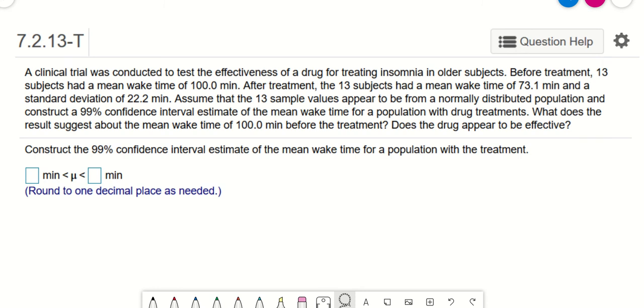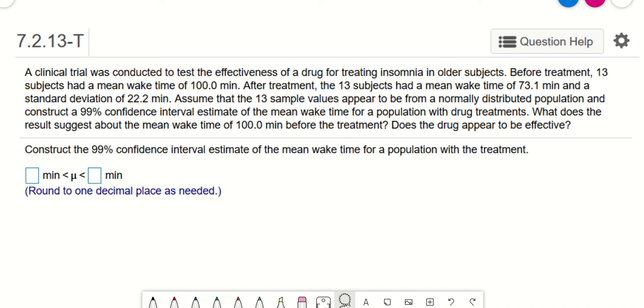Okay, let's look at this problem. A clinical trial was conducted to test the effectiveness of a drug for treating insomnia in older subjects. Before treatment, 13 subjects had a mean wake time of 100 minutes. After treatment, the 13 subjects had a mean wake time of 73.1 minutes and a standard deviation of 22.2 minutes. Assume that the 13 sample values appear to be from a normally distributed population and construct a 99% confidence interval estimate of the mean wake time for a population with drug treatment.